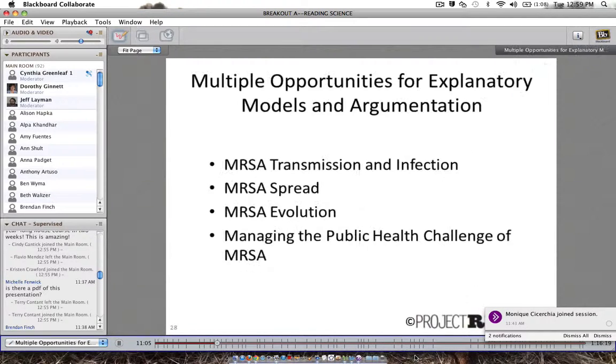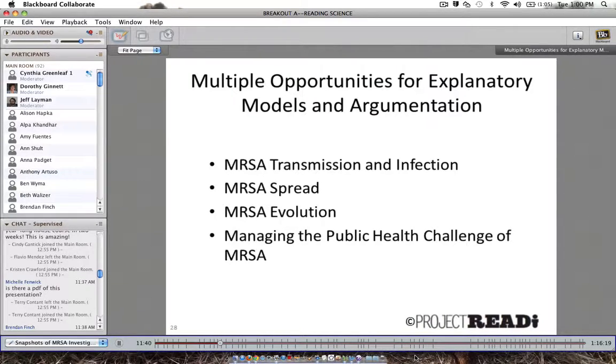Next slide. A key goal for us is to support science argumentation from evidence across these multiple texts. Because knowledge is critical to effective argumentation, the MRSA module is designed to build student science knowledge. We want students' effort with the text, however, to pay off. So, with MRSA, students read and build knowledge about MRSA transmission and infection, MRSA spread, MRSA evolution, and managing the public health challenge of MRSA.